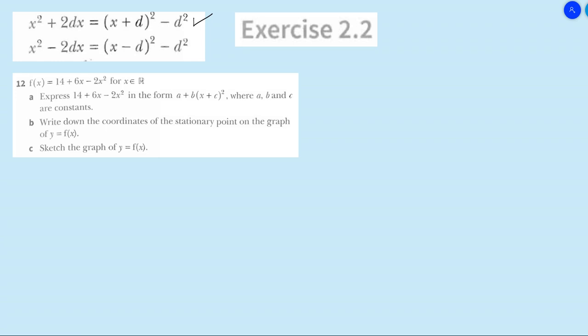This is question number 12. f(x) is equal to 14 plus 6x minus 2x square for x belongs to real numbers. Part A. Express 14 plus 6x minus 2x square in the form of a plus b into (x plus c) whole square, means completing the square.